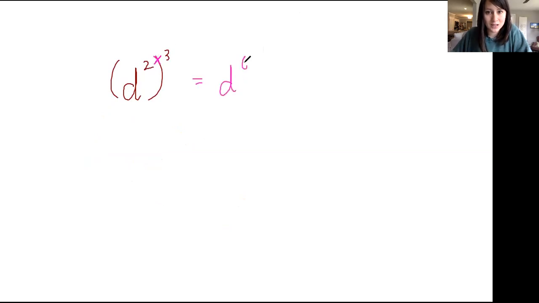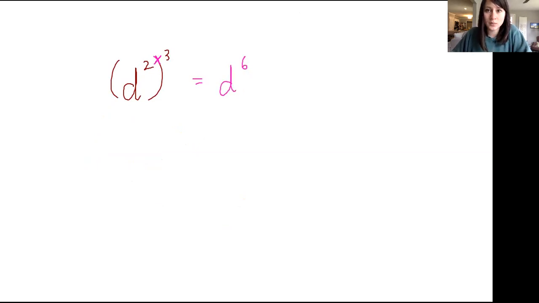Let's do like d to the second power, all that to the third power. So if I look at this, I'm going to connect 3 and 2. So really what I see is 2 times 3. So when I work this out, 2 times 3 is 6. So it's d to the sixth power.